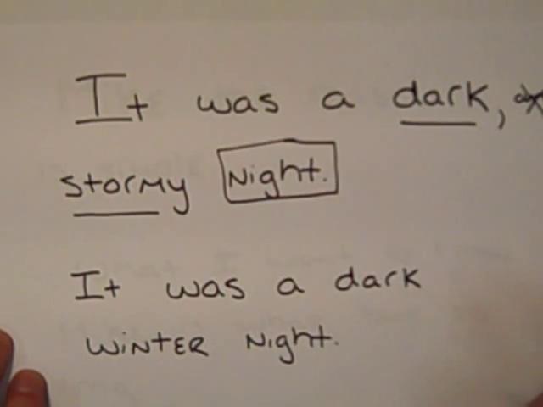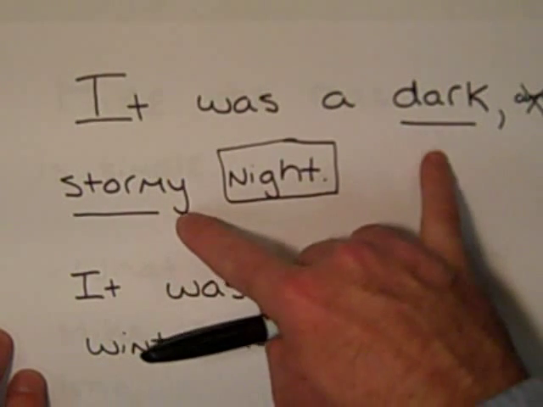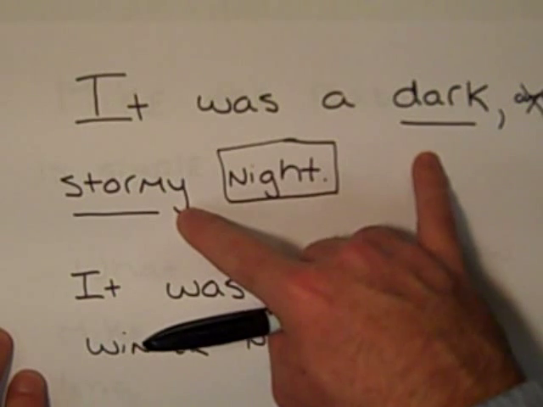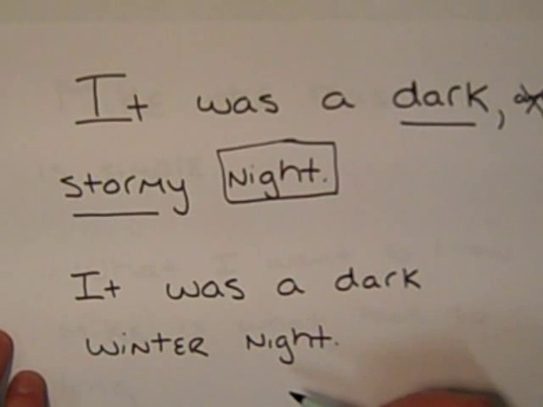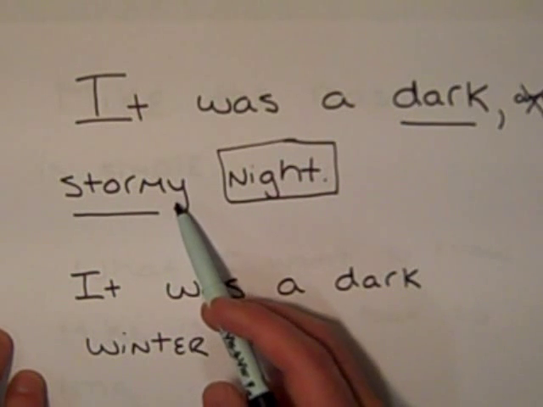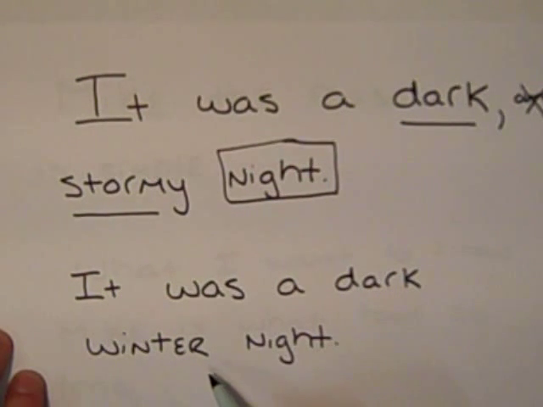There's a more precise definition of what a coordinate adjective is. It has to do sort of with the equality of the adjectives and how the adjectives link to the noun. Let's look at this next sentence, which shows how tricky this sometimes can be. Here we have almost the exact same sentence, except instead of "stormy," we have "winter." It was a dark winter night.